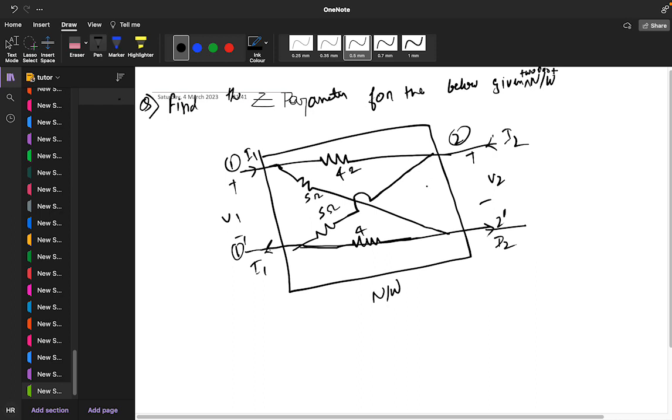How will you do it? Anyone? What is the equation of a two-port network for the Z parameters? V1 is equal to Z11 I1 plus Z12 I2, and V2 is equal to Z21 I1 plus Z22 I2.